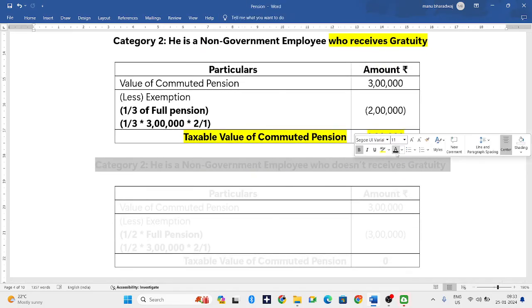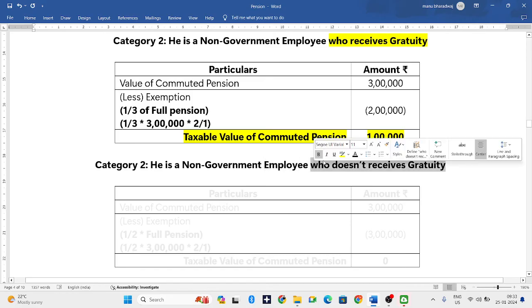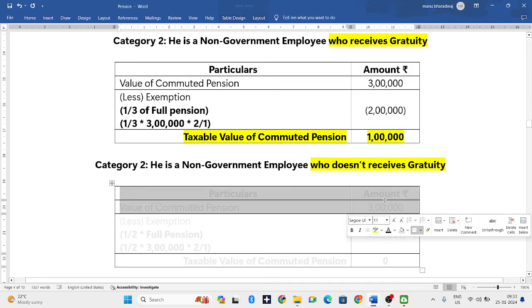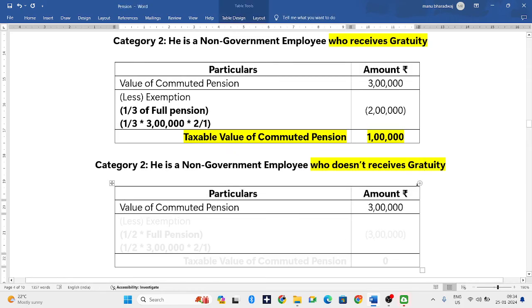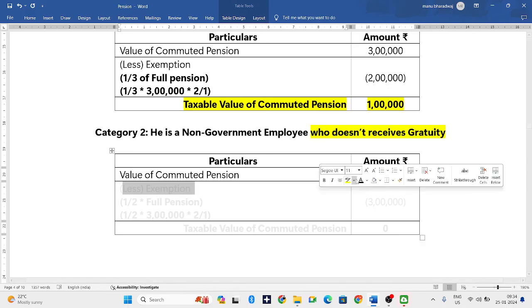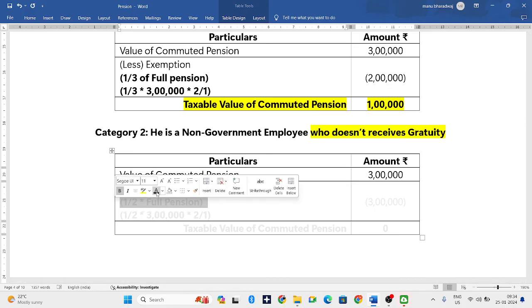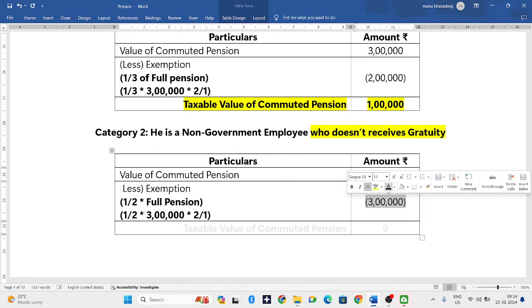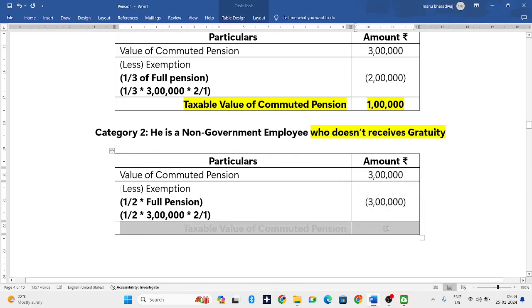Case number 3, if he is a non-government employee who does not receive gratuity. The same two columns you have to take, particulars column and amount column. Value of commuted pension will be 3 lakh rupees, less exemption. Here instead of 1/3, half of the pension, 1 by 2 of the pension, full pension will be exempted. So 1 by 2 into 3 lakh into 2 by 1, we get 3 lakh as complete exemption. Again here also the taxable value of commuted pension will be 0.